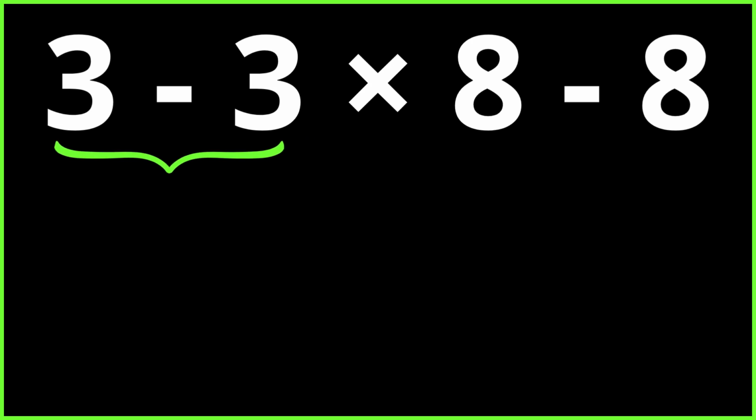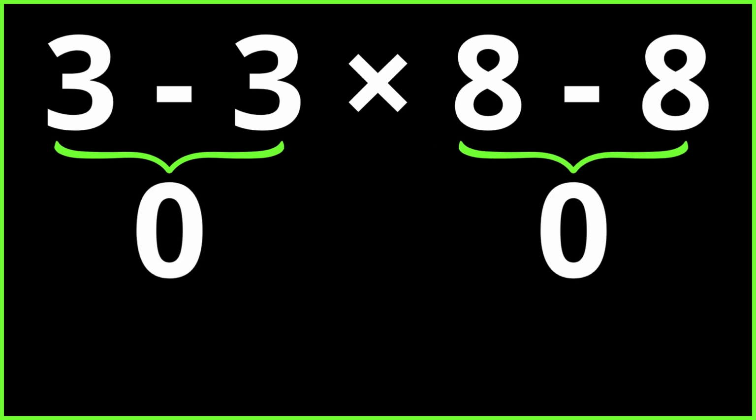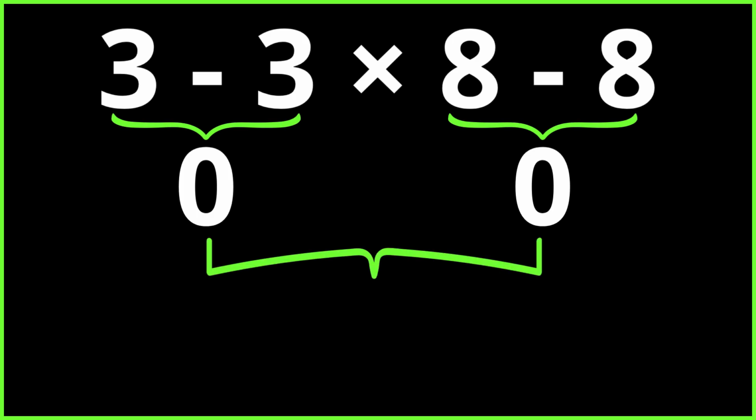3 minus 3 gives us 0. And on the other side, 8 minus 8 gives us 0. In the end, 0 multiplied by 0 gives us the final answer, 0. Wrong! Wait, please don't quit the video yet. If you make this common mistake, you will fail almost every math test you take.